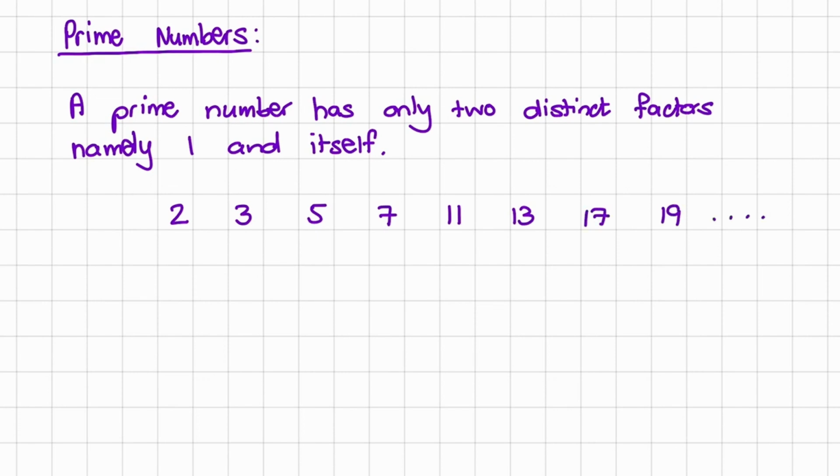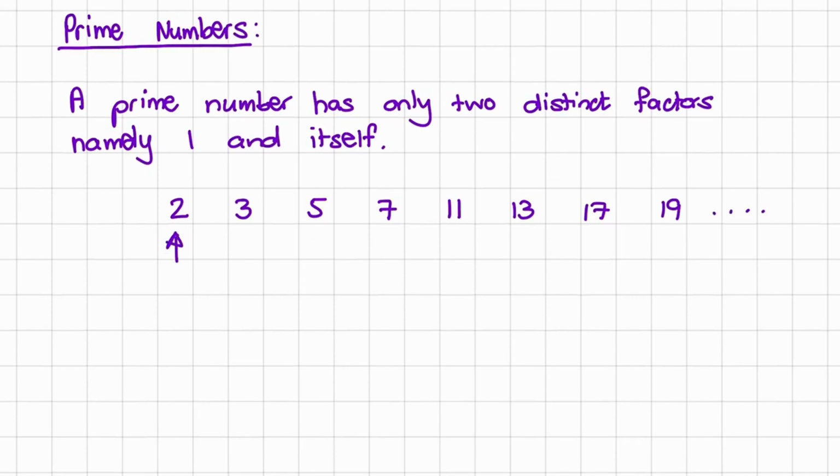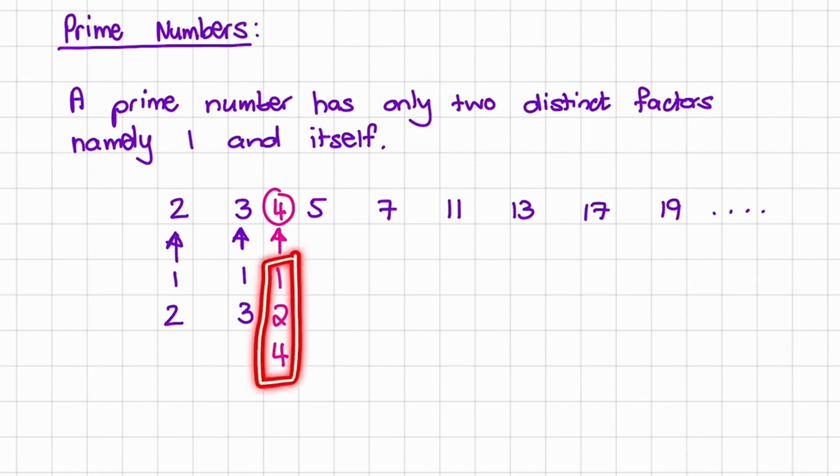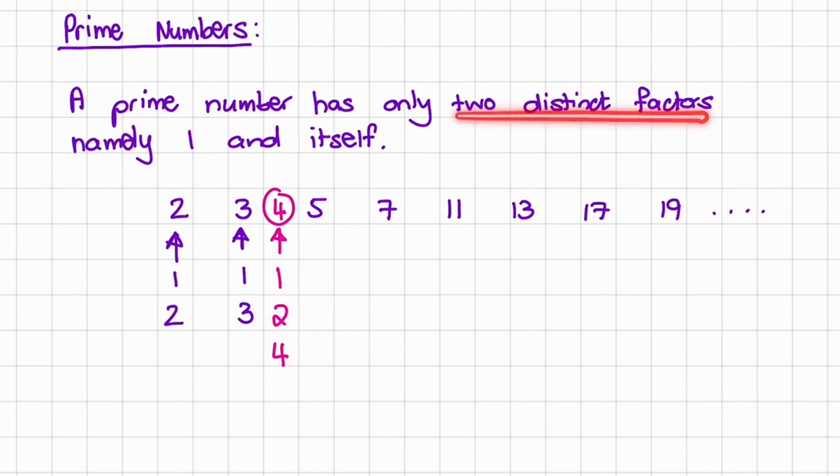So look at the factors of 2. All of the numbers that can go into 2 without a remainder are 1 and 2. And in 3, it is 1 and 3. And notice we skipped the number 4 because the numbers that can go into 4 are 1, 2, and 4 itself. So 4 has 3 factors, but a prime number only has 2 distinct factors.